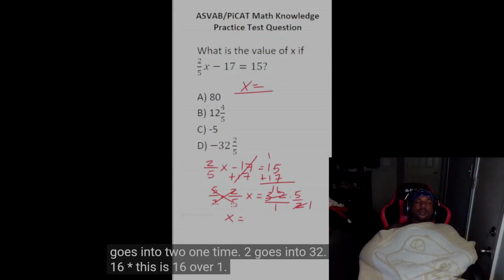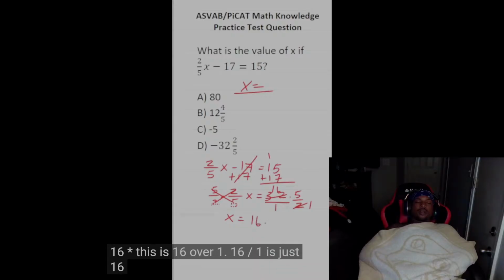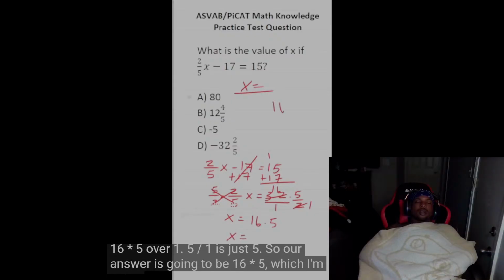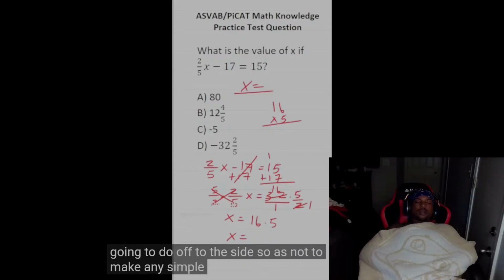This is 16 over 1. 16 divided by 1 is just 16, times 5 over 1. 5 divided by 1 is just 5. So our answer is going to be 16 times 5, which I'm going to do off to the side so as not to make any simple mistakes.